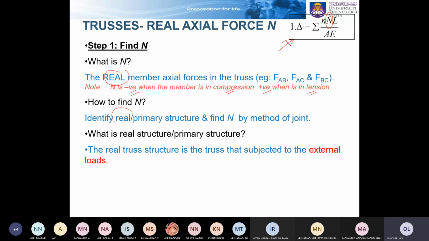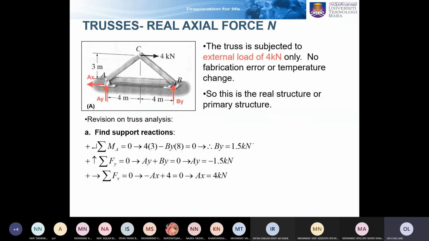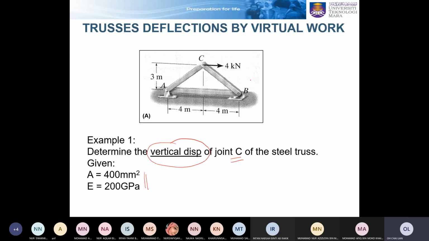You need to idealize the real structure, with whatever method is up to you. What is the real structure then? The real structure is the truss that's subjected to the real force. So we need to include all the real external forces inside. This is the real structure. You just need to analyze this real structure in the problem, then you get the N.